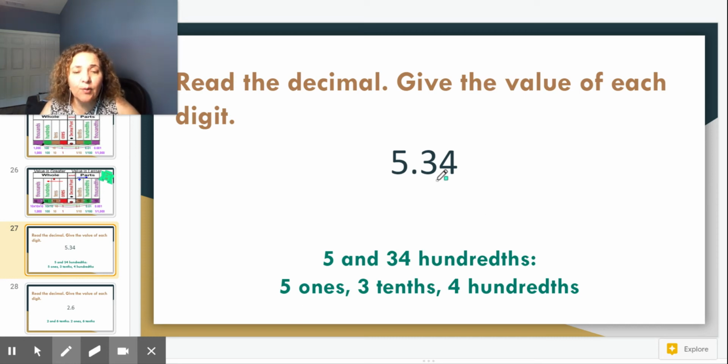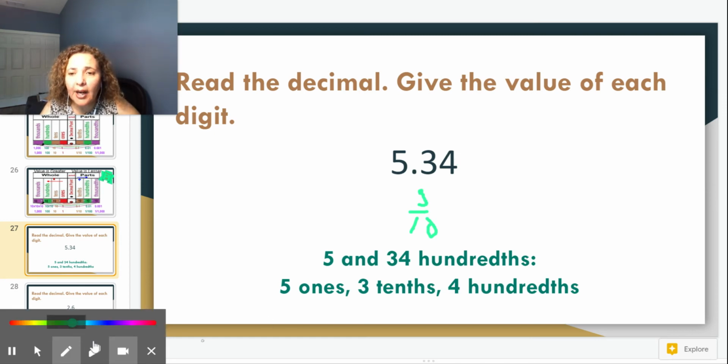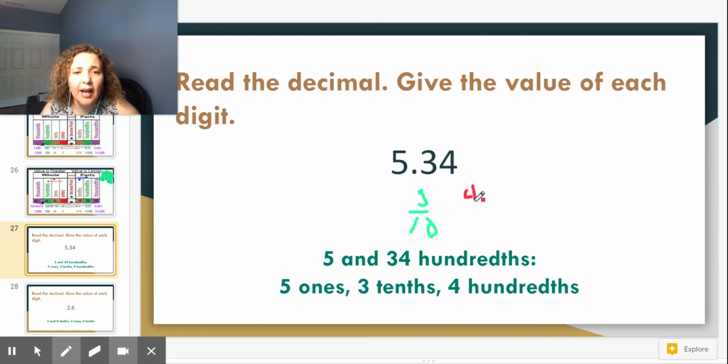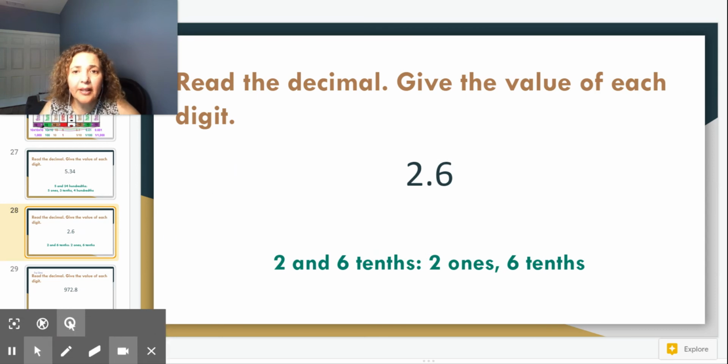The 3 is in what place value? The tenths, so it's worth 3/10. This is the same thing as 3 out of 10, right? And the 4 is in the hundredths spot, so it's worth 4 hundredths. So it's the same thing as 4 out of 100. And notice it's getting smaller.